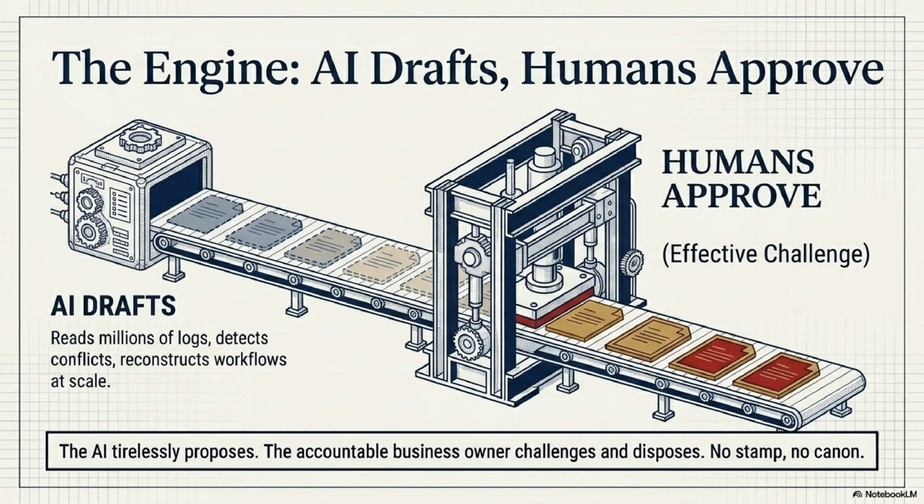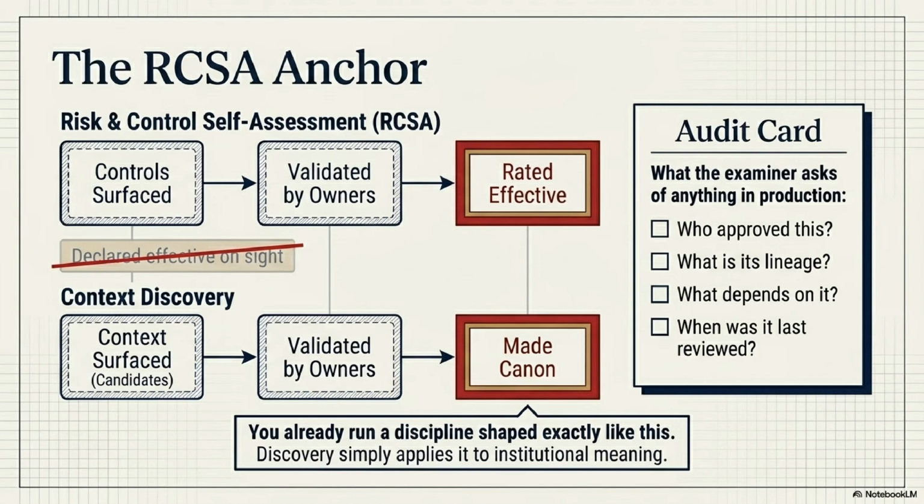AI drafts, humans approve. In Discovery, the AI does the drafting, and it does enormous amounts of it. Reading logs, detecting conflicts, reconstructing workflows. Tireless, fast, at a scale no team could match. But it does not approve its own output. A human with accountability for that process reviews the candidate, challenges it, and decides. This is effective challenge, the same principle your model risk function already lives by. Approval is what turns a candidate into canon. No stamp, no canon. If this pattern feels familiar, it should.